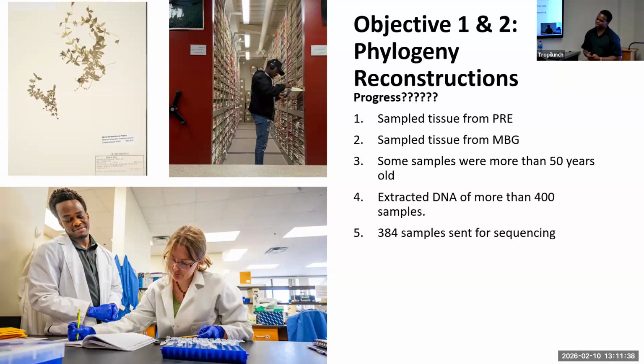So herbaria are very important for storing the materials, because we use them as gene banks. We're able to extract DNA and we got quality DNA, and right now we've sent it for sequencing and we're waiting for the results, because sequencing also takes time, 3 months, 4 months, depending on the sequencing company. So far we've done that, and we're still waiting for our reads. Once we get our reads, we're going to do the downstream analysis to reconstruct the phylogeny and do all the other molecular analysis.